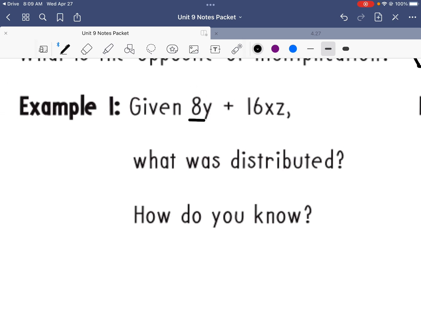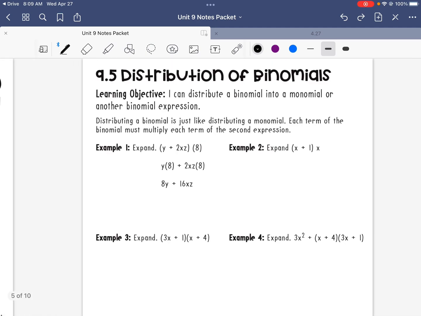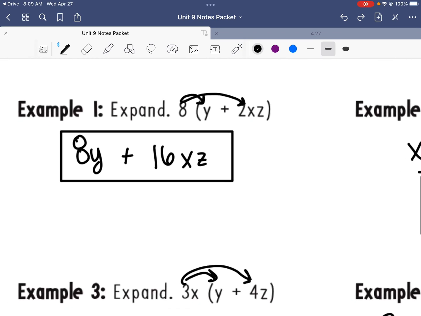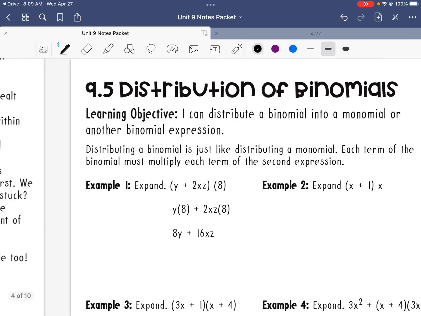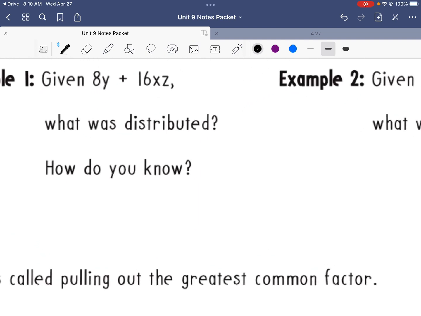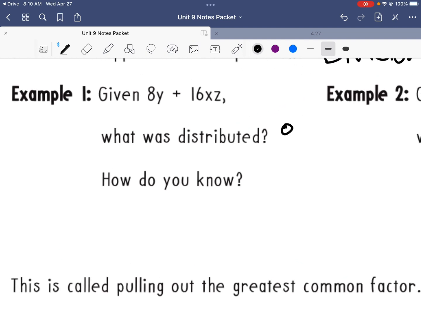So if you were given 8y plus 16xz, what was distributed? And how do you know? So this problem we actually did in 9.4 right there. So you can see what was distributed in was the 8. So let's go back to our page that we're working on. So what was distributed? The 8. And how do you know? So we know on this one because we have done this problem before, but how would we be able to look at this and know?